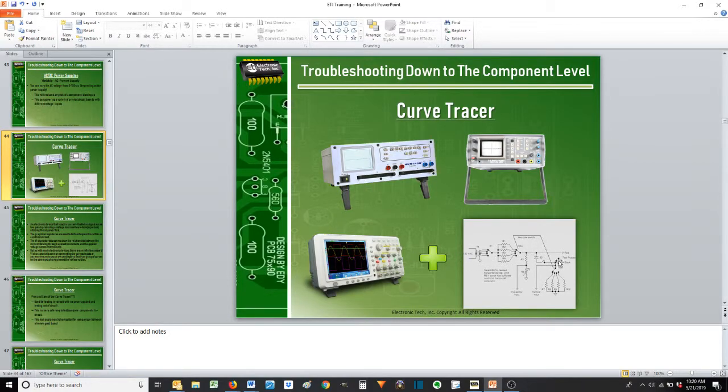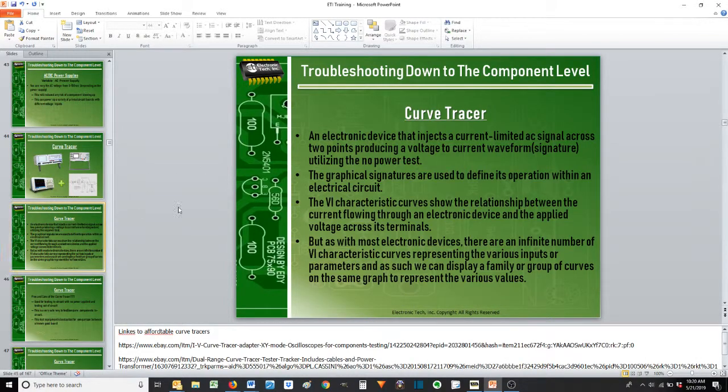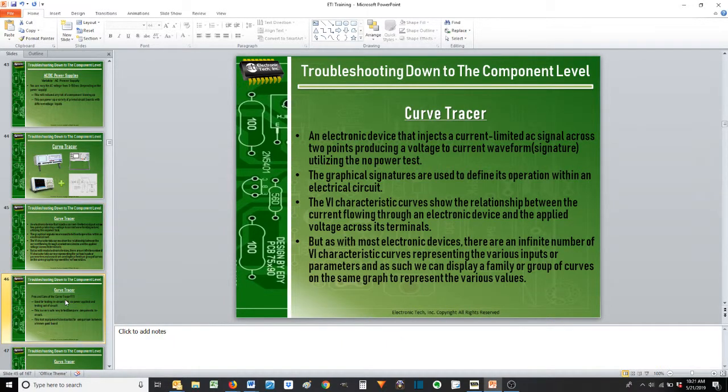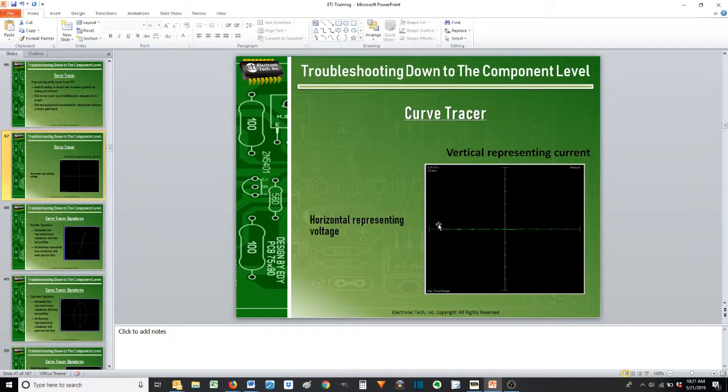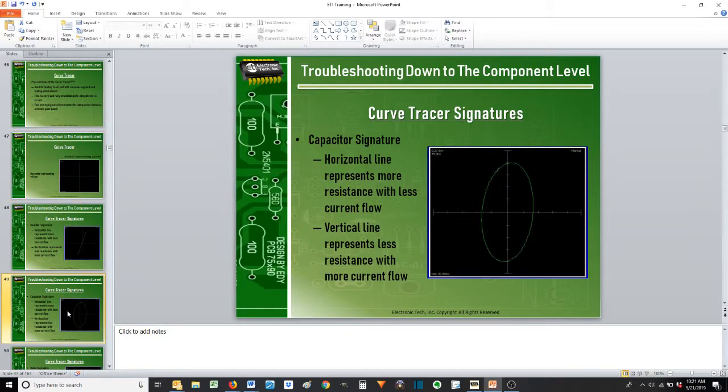And if you build a circuit and you hook it up to the oscilloscope, you'll have a fully functional curve tracer. So we'll talk more in depth about that, like what it's used for, how it works, pros and cons of it. We even go into how it would look, testing equipment.